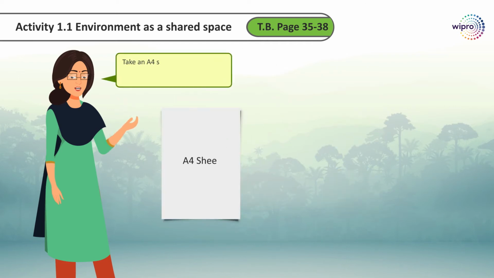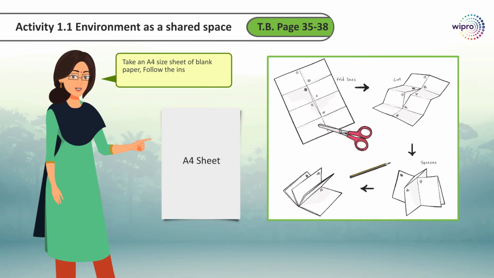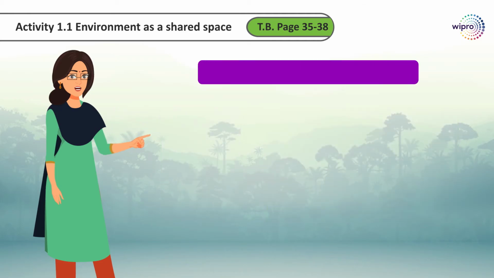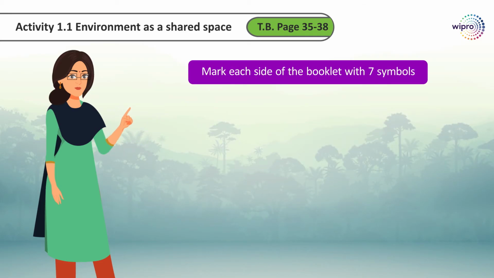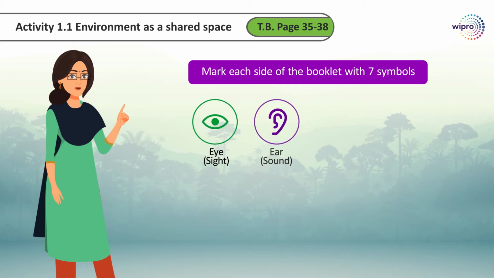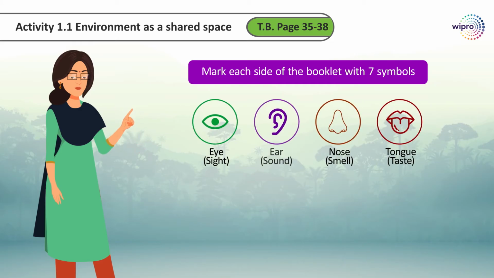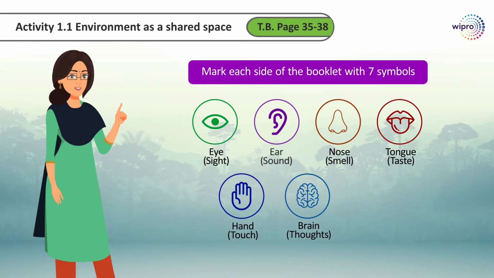Take an A4 size sheet of blank paper, follow the instructions as shown in the illustration or diagram. Mark each side of the booklet with 7 symbols: eyesight, ear sound, nose smell, tongue taste, hand touch, brain thoughts or memories, heart feelings, and the 8th side is left blank.